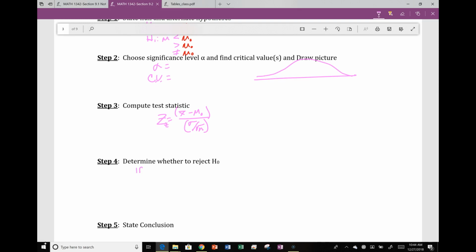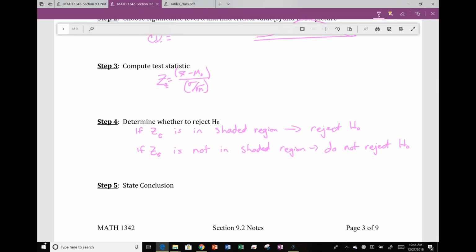Now, if the Z sub T is in the shaded region, then we reject the null hypothesis. If Z sub T is not in the shaded region, then do not reject the null hypothesis. Our last step is to state our conclusion.